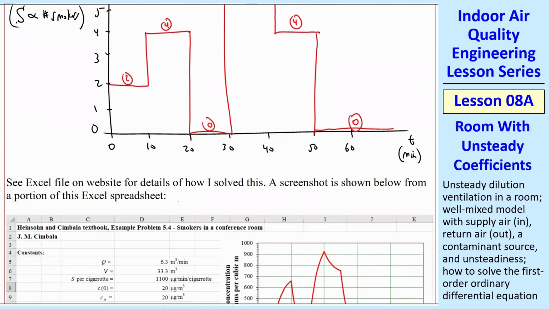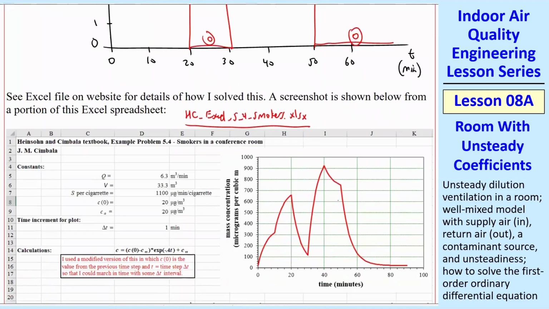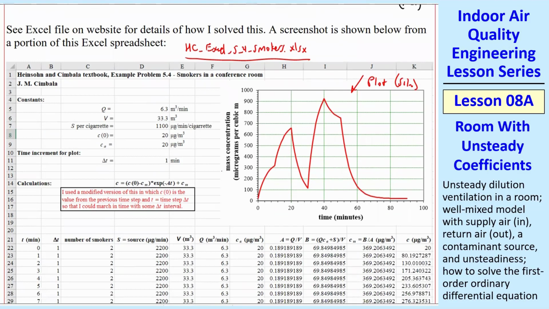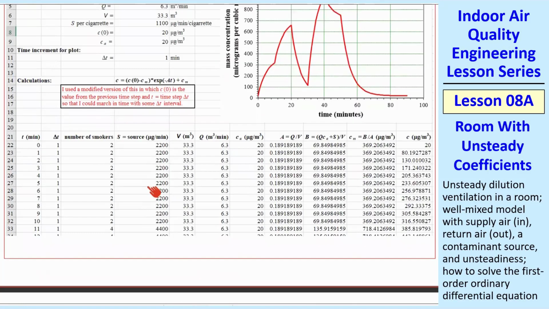There's an Excel spreadsheet. Here's some screenshots from it, my solution. And you can see how I specified the volume flow rate, the volume. I specified S per cigarette, that's that 1100 microgram per minute per cigarette. C naught, CA. I specified a delta T of 1 minute. And then I use this modified version, as I said, where I reset that C0 each time.